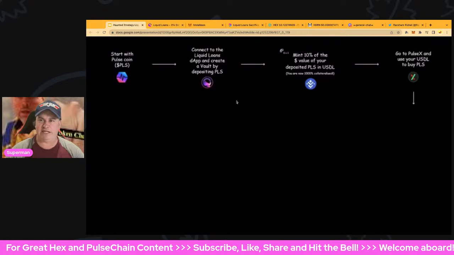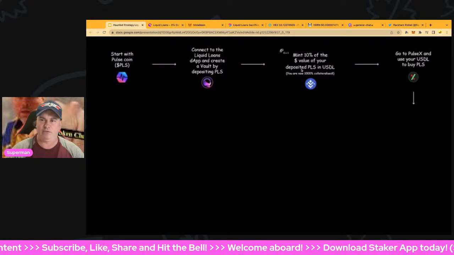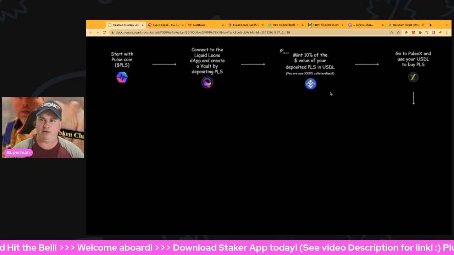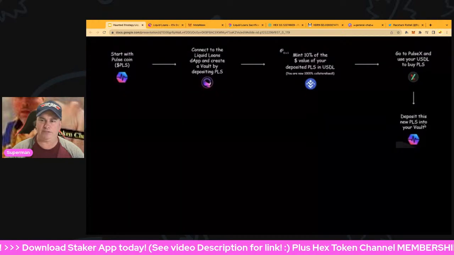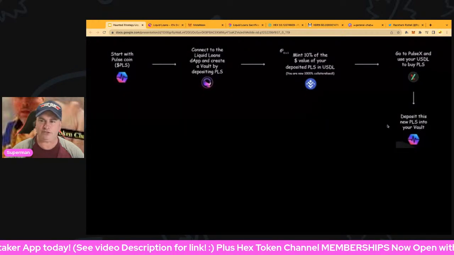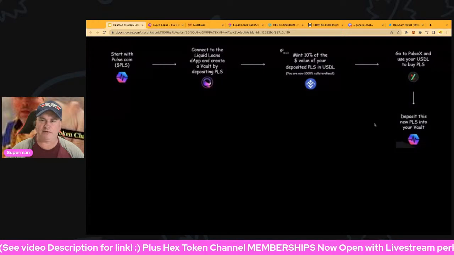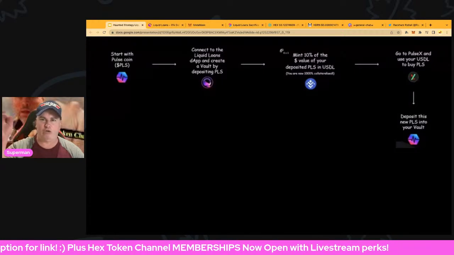Then we get on to the next step. So far we've minted our USDL and we've bought our PLS. This is what we want to do. We want to accumulate PLS, remember, get more PLS. And then we can deposit this new PLS back into the vault. So cool to see that. So now we've got more Pulse. That was our goal. We've done it.